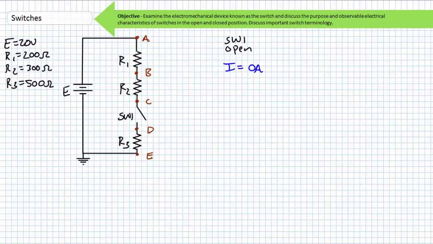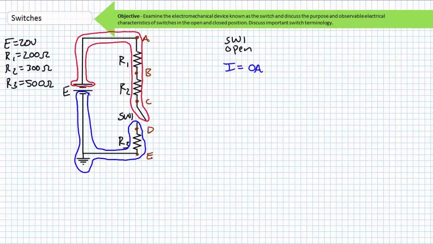That being said, since there is a voltage rise, there must be a voltage drop. The voltage drop will occur across the open switch. V1, V2, and V3 all equal 0 volts. VSW1 equals 20 volts. Consider what this means at the nodal level. If there is a 20 volt drop across the switch, there's a 20 volt differential between node C and D.